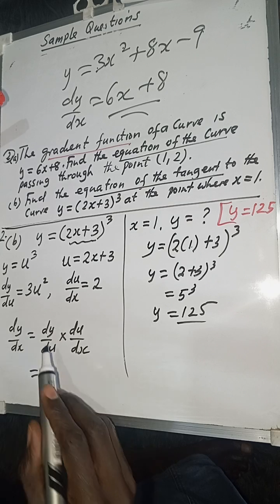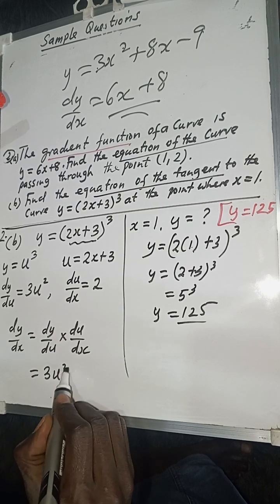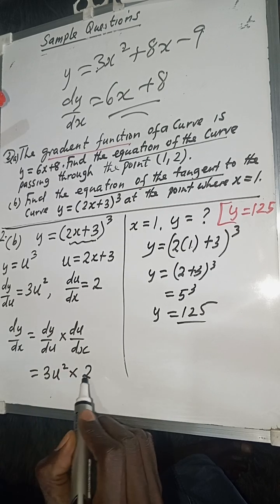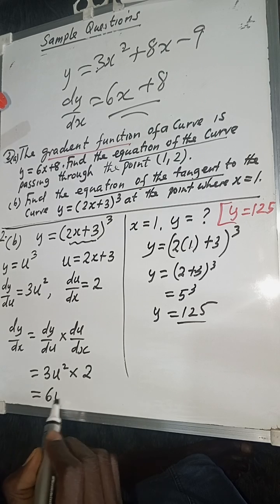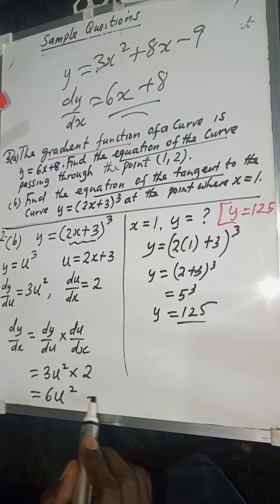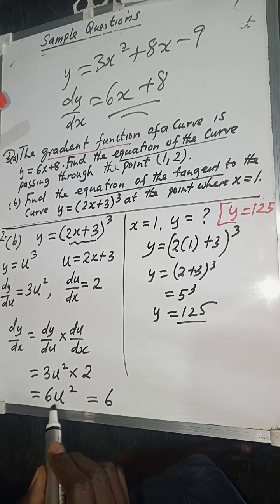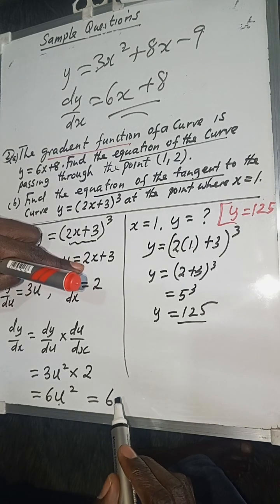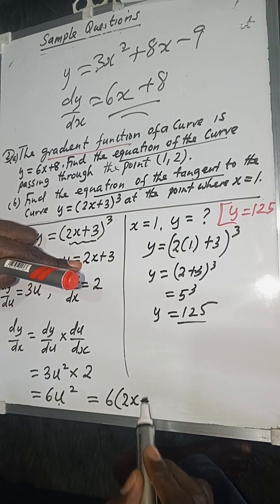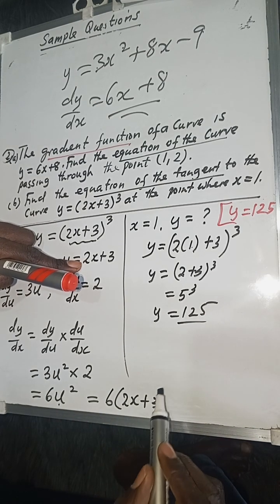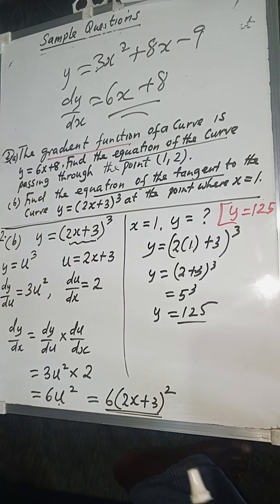So what is dy over dx? It is 3u raised to the power 2 times 2. This times that will give you 6u raised to the power 2. We can go further and replace what our u is because we know it is that. So it is 6 times (2x plus 3) raised to the power 2. So that is our dy over dx there. So this is what they wanted us to get there.